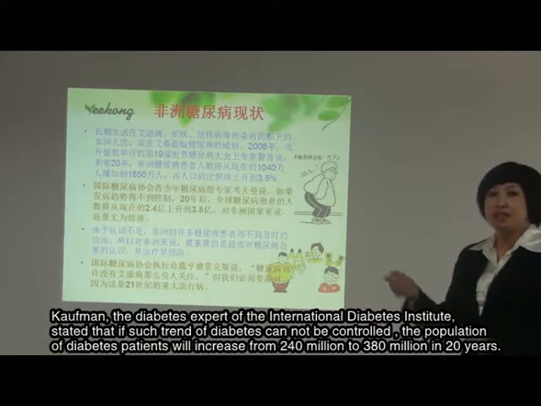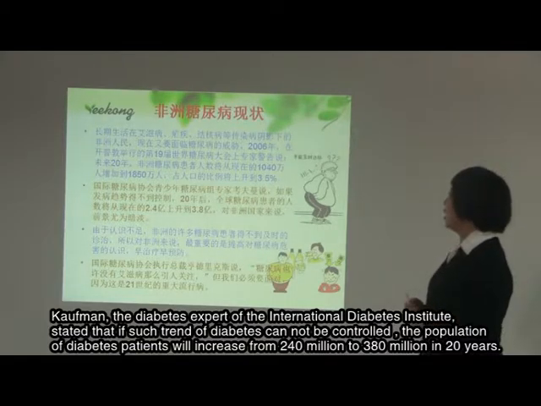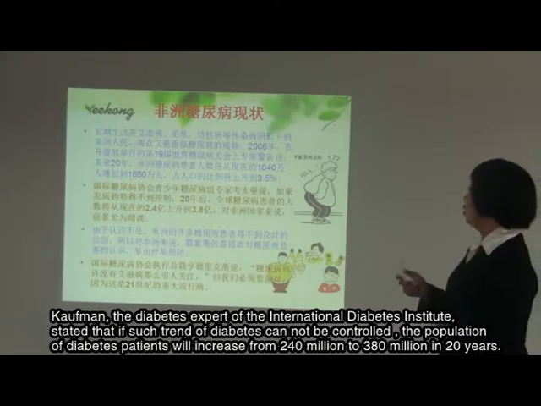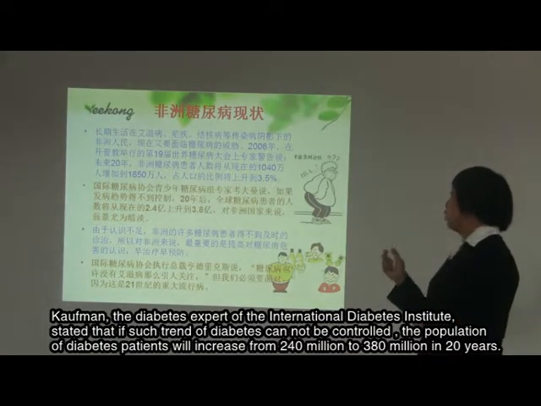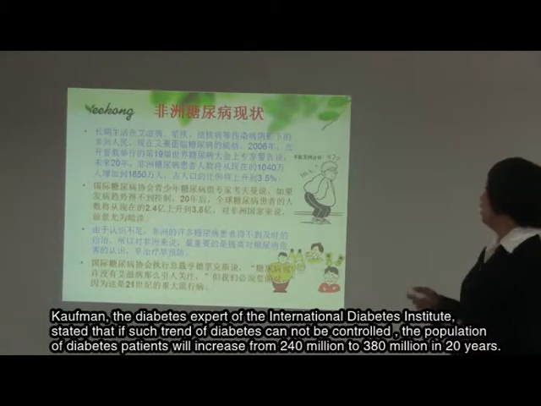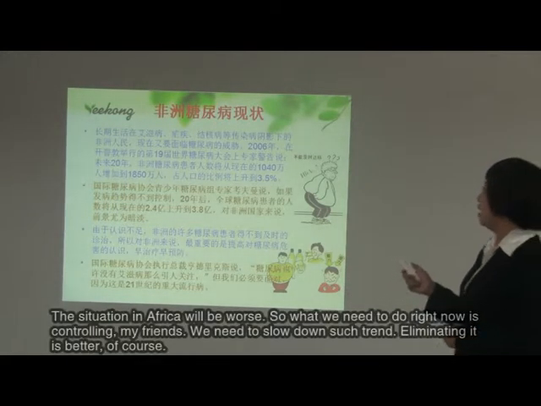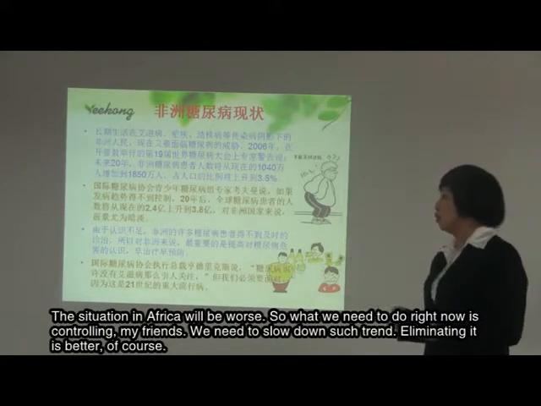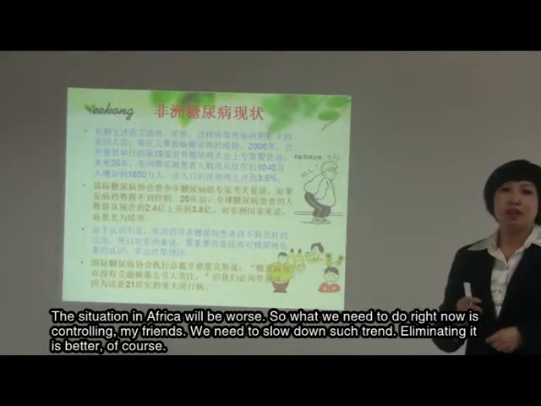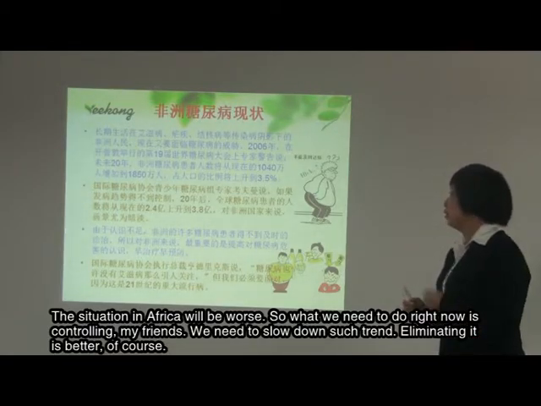Hoofman, diabetes expert of the International Diabetes Institute, stated that if such a trend of diabetes cannot be controlled, the population of diabetes patients will increase from 240 million to 380 million in 20 years. The situation in Africa will be worse, so what we need to do now is control it, my friends. We need to slow down such a trend. Eliminating it is better, of course.